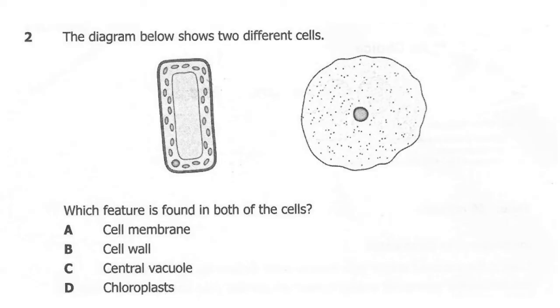The correct answer here is A, cell membrane. So both plant and animal cells will have the nucleus present, cytoplasm, as well as cell membrane. So what are these three parts collectively called? Let me know in the comment section.